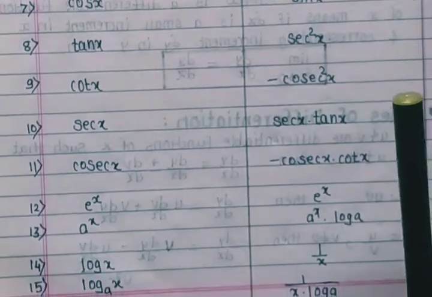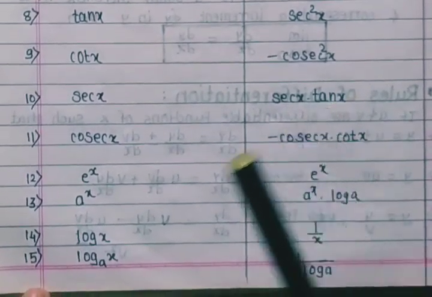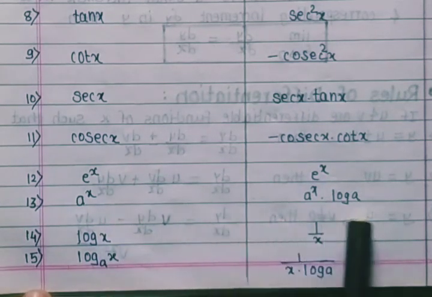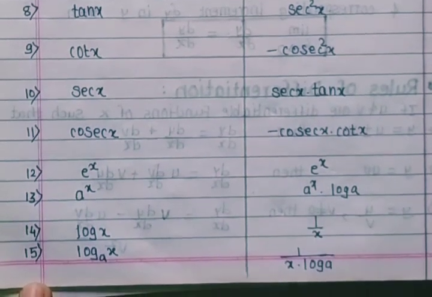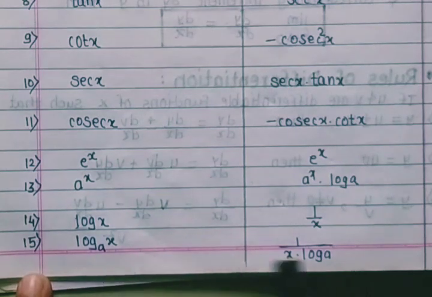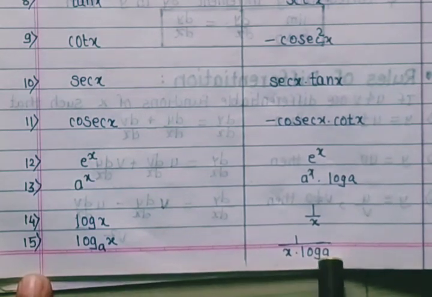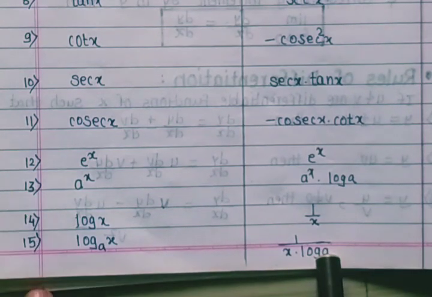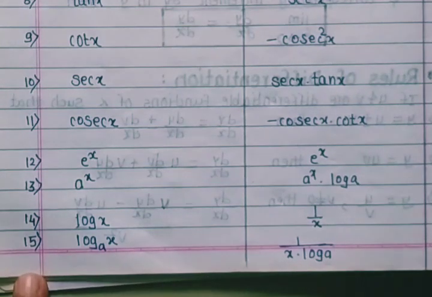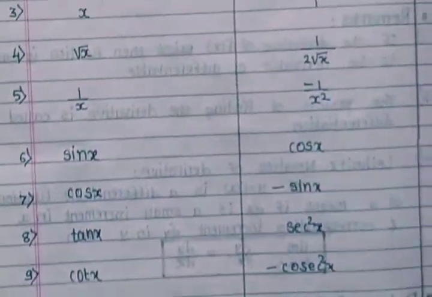आणि शेवटचे दोन फॉर्म्युले आपण बघूया. Derivative of logarithmic functions. Derivative of log x is 1 upon x and derivative of log x to the base a is 1 upon x into log a. So these are the formulas of derivatives of some standard functions.